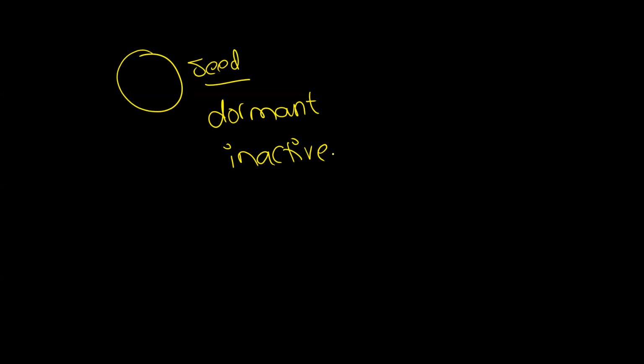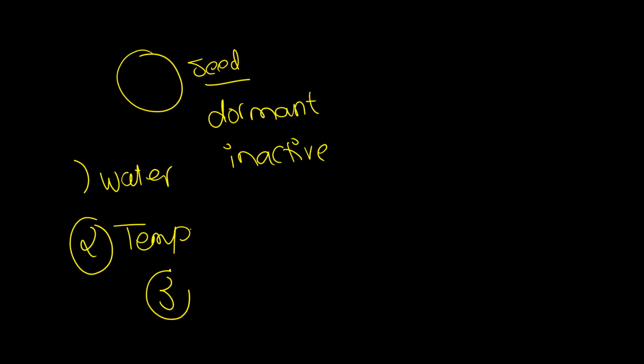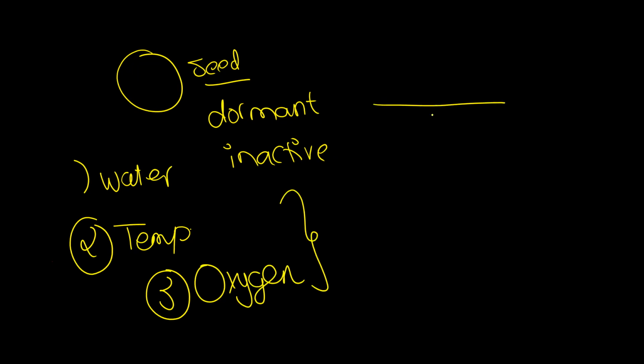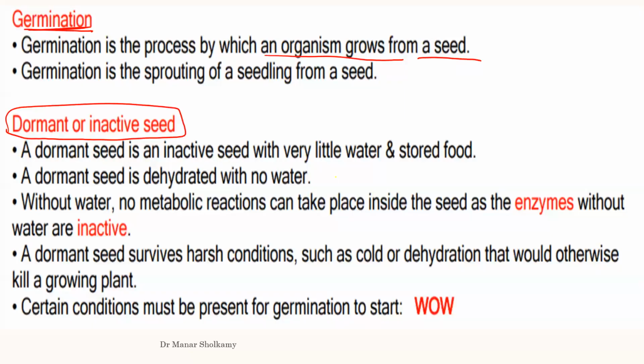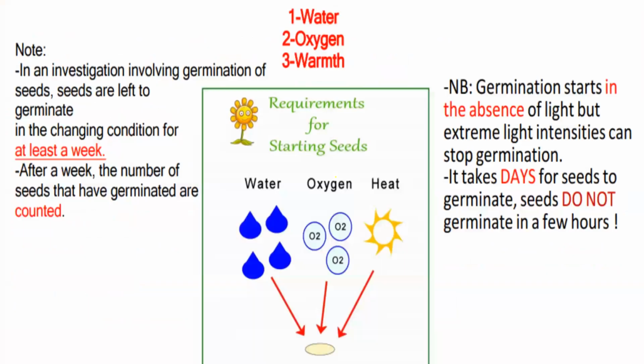Because this seed, in order to germinate, needs, number one, water. Number two, a suitable temperature. Number three, it needs oxygen. All these things must be present for germination to happen. That is why when I took the seed and I put it in the soil and I started giving it water, only then did it start to germinate. Okay? Now, water is needed for many things in germination. There is a list that you need to know.